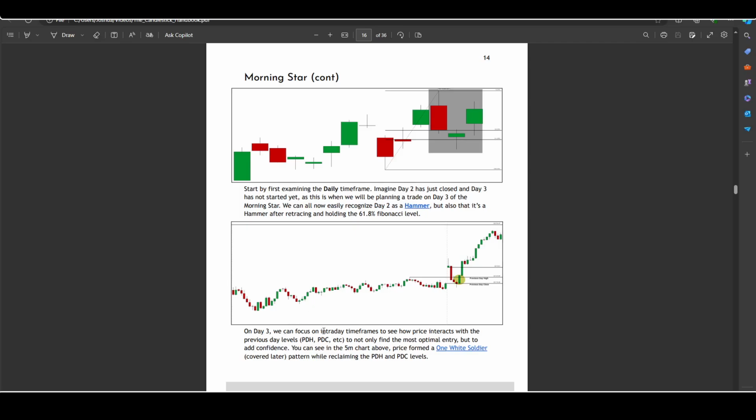On day 3, we can focus on intraday timeframes to see how price interacts with the previous day levels, previous day high, previous day close, etc., to not only find the most optimal entry, but to add confidence. You can see in the 5-minute chart above, price formed a one white soldier pattern while reclaiming the previous day high and previous day close levels, which again is a very good sign because you're getting a bullish pattern at a bullish part of the chart. And you're already aware that you're looking for a hold of this area on the bigger time frames.